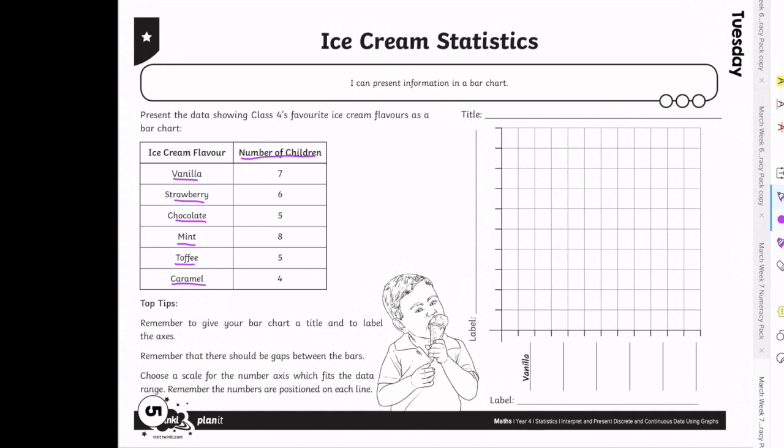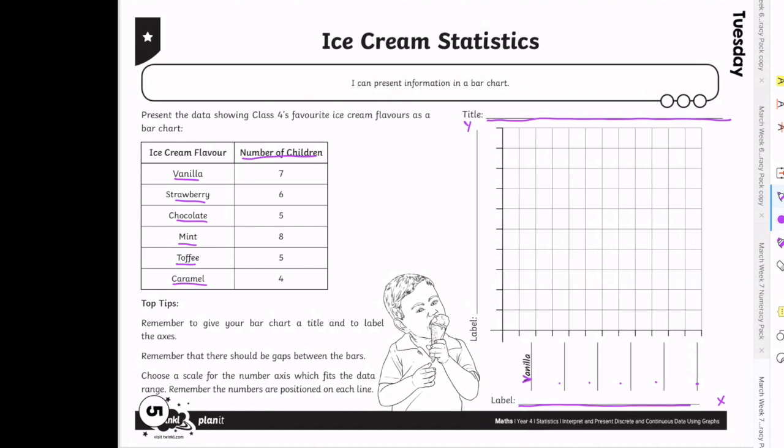Here are some tips. Remember to give your bar chart a title, which will go up here, and to label the axes. This is our x-axis, this is our y-axis, and what are we labeling them? Here we're going to be writing our ice cream flavors: vanilla, strawberry, chocolate, mint, toffee, caramel. So what should we call these categories? What's the title for the x-axis?